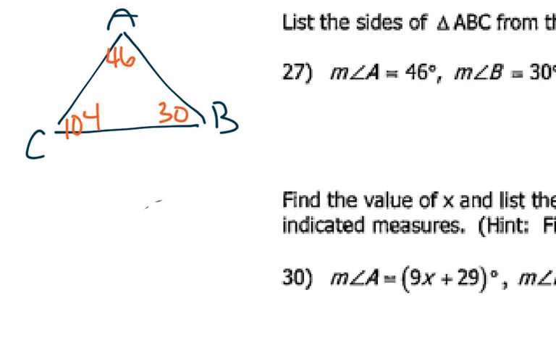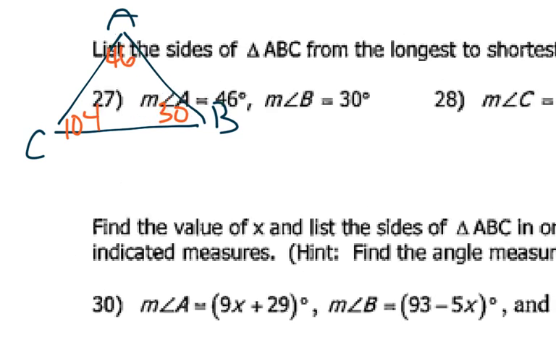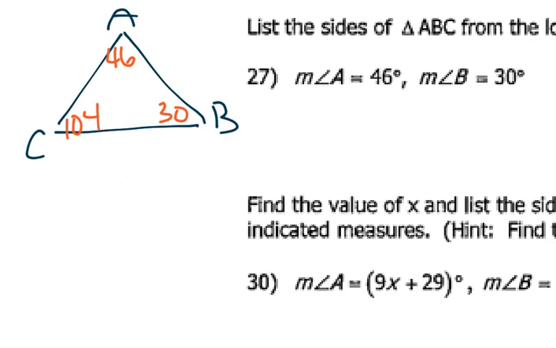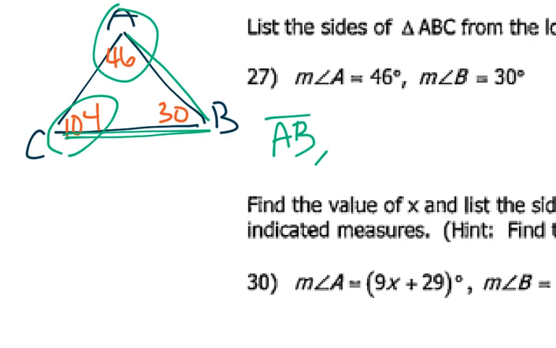So now we have the angle measures, and now we can actually list the sides in order. And what was it again? Longest to shortest. So we're going for the longest. So, of course, this is the longest, or the largest angle. So AB would be the longest side. And then 46 comes next. So that would be BC. And then 30 comes after that, and that would be AC.